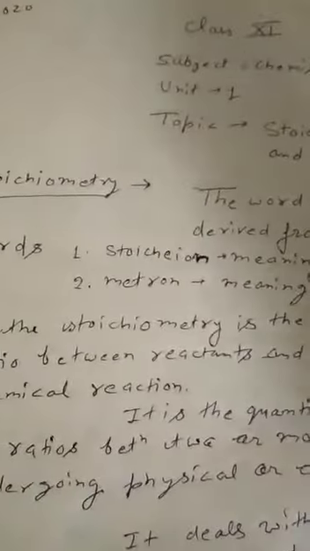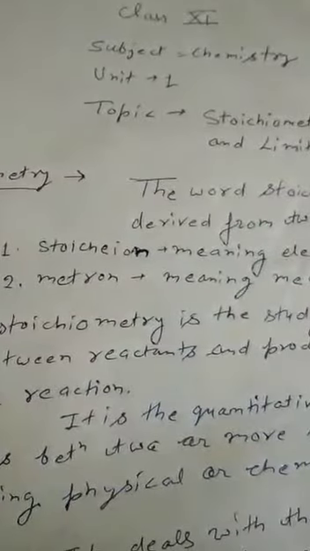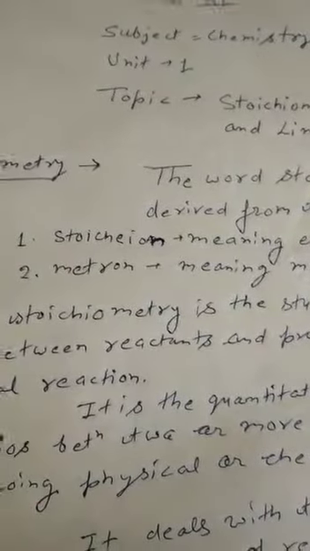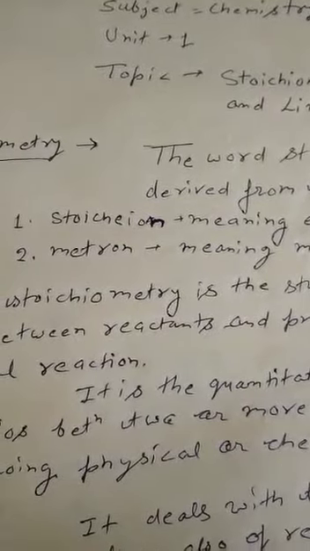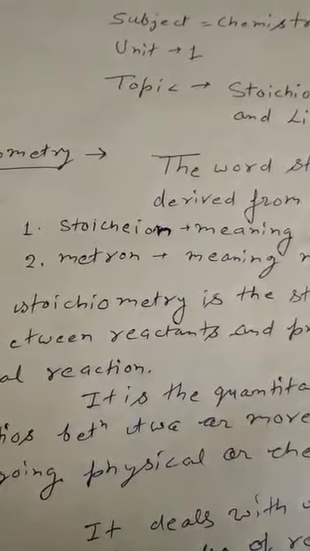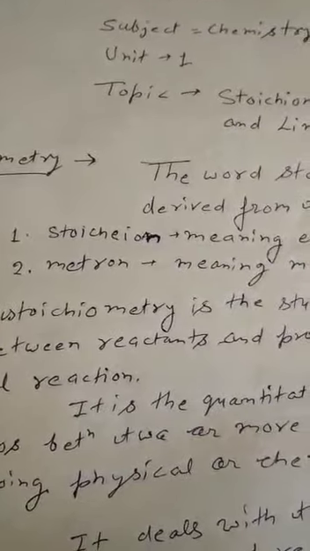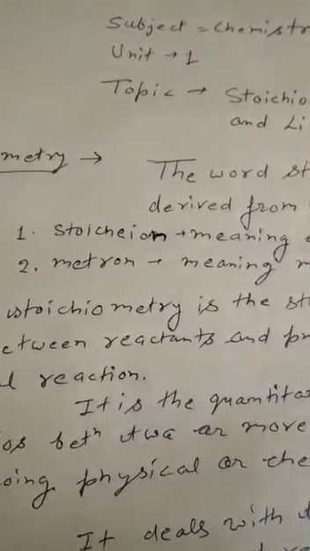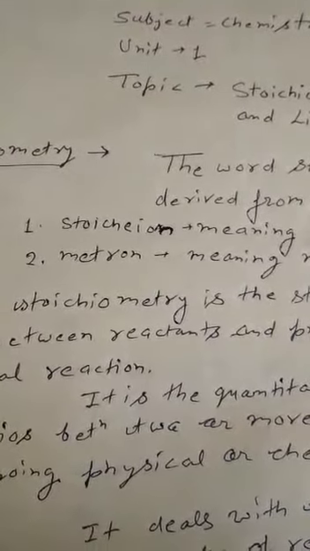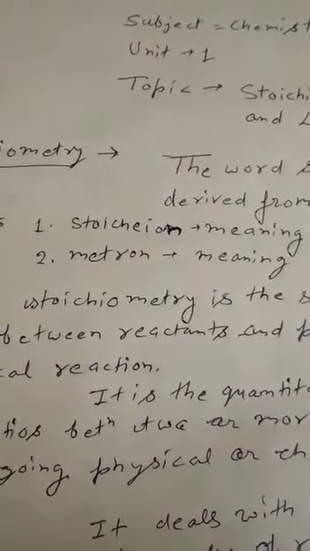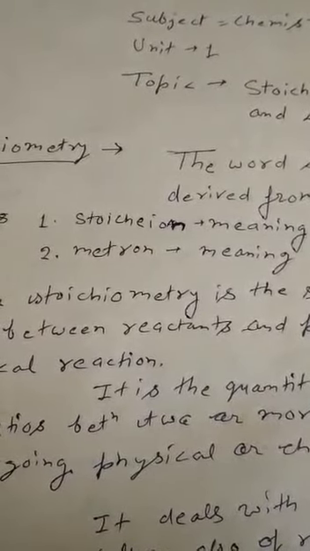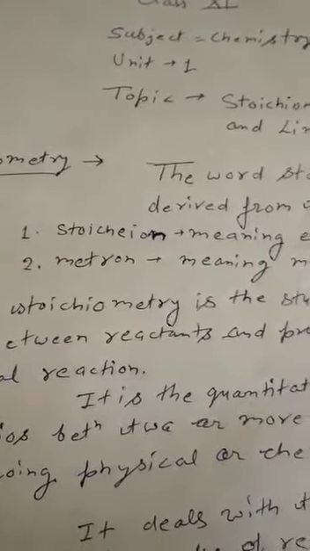So, stoichiometry is a part of chemistry and it deals with the calculation of mass of reacted product. You have studied about the law of conservation of mass. So, the mass of reactant is equal to the mass of product in a chemical reaction, and according to that concept we have to balance the chemical reaction.